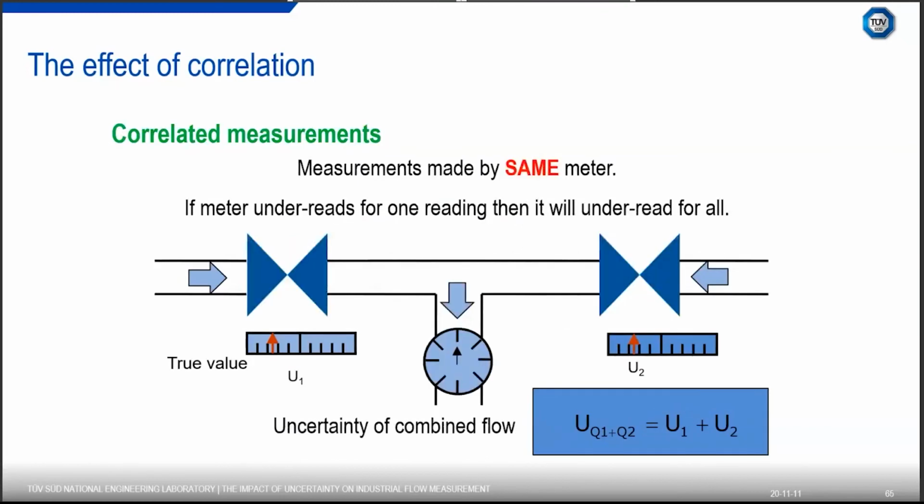However, for correlated measurements, for example, measurements made by the same meter, if the meter that you're using underreads for one reading, it's going to underread for every reading. So using the root mean squared method isn't appropriate because it won't give you a realistic sense of the uncertainty. So for this, for the uncertainty of the combined flow, we use a sum of the uncertainty in 1 and the uncertainty in 2 to give our overall uncertainty.